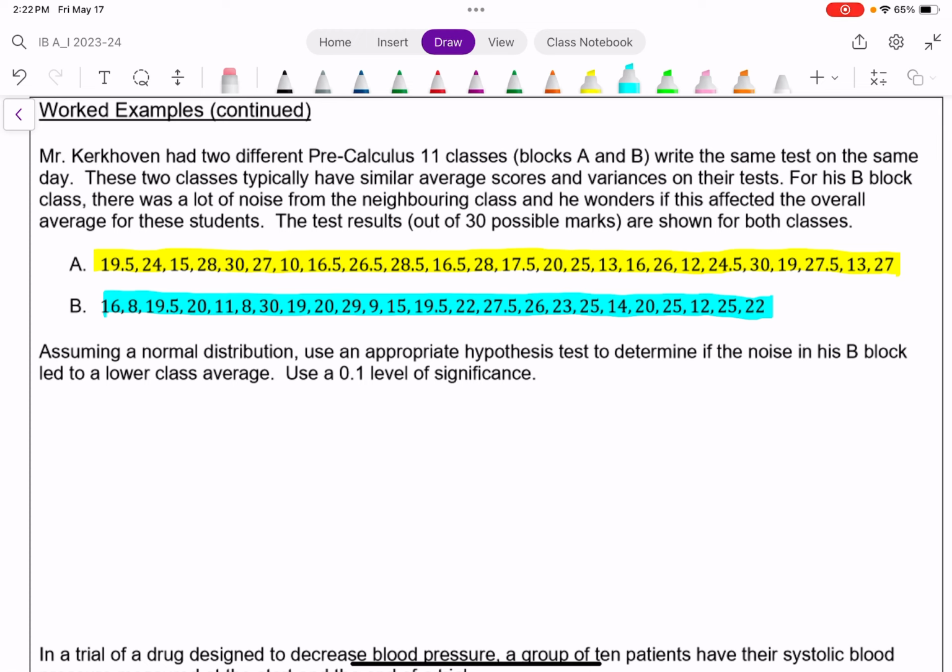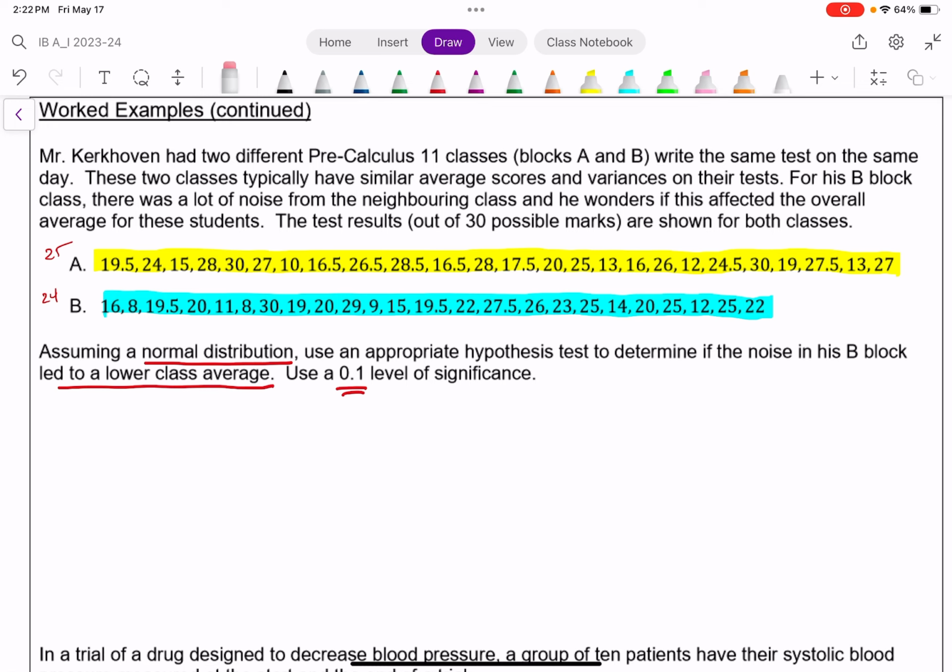I will say, there's 25 students here, there's 24 students in this class. It doesn't matter, they're different. So I want to now, assuming a normal distribution, so assuming that our marks are normally distributed, come up with an appropriate hypothesis test to determine if the noise from the B block led to that lower class average. And I want to use a 0.1 level of significance, okay?